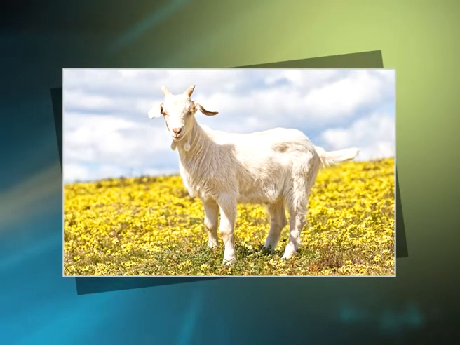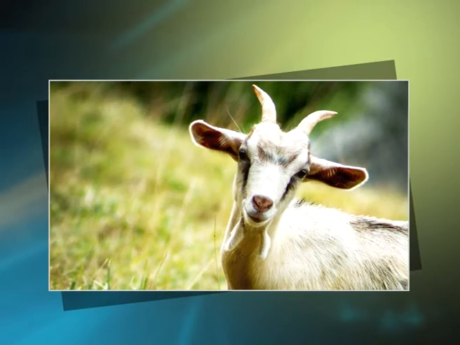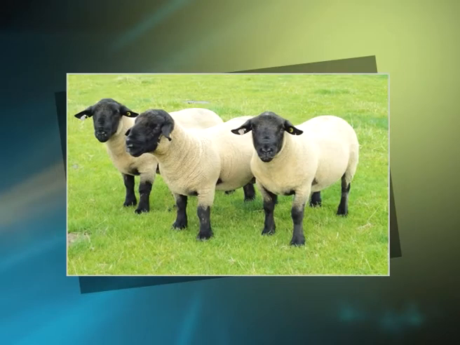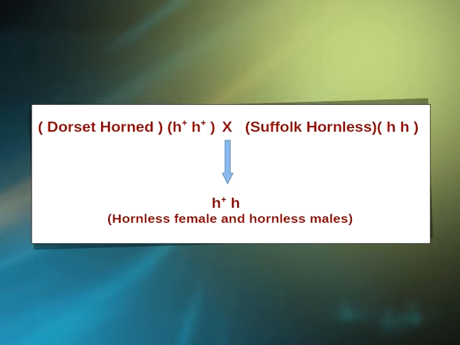This can be explained with the help of example of horns in sheep. The pattern of horns is effectively controlled by a single gene, and other genes controlling this character are always homozygous. In Dorset sheep, both sexes are horned and homozygous dominant H+, H+. In Suffolk sheep, male and female are hornless and homozygous recessive, and this is clearly shown in this figure. When Dorset is crossed with Suffolk, the F1 are found to be hornless females and horned males.